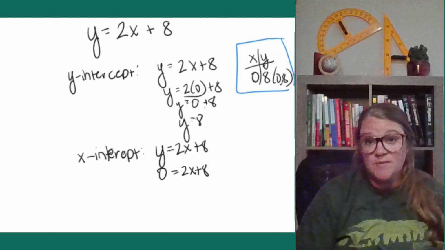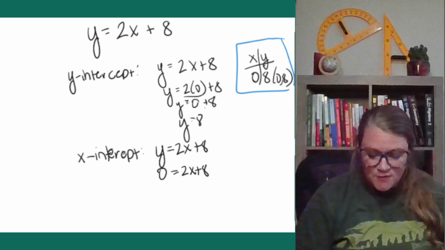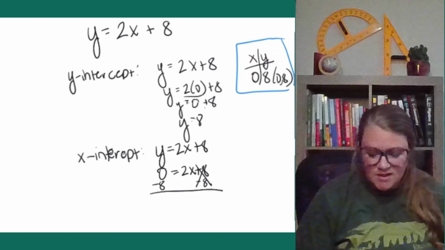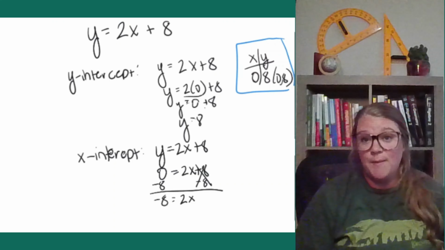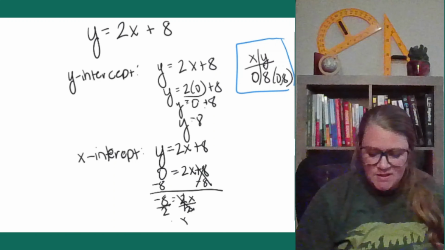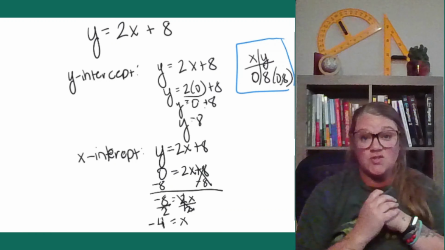Now it is just a matter of solving this equation. We just need to get x by itself. So the first thing we have to do is subtract 8 from both sides. Those 8's cancel. Negative 8 equals 2x. X is not by itself yet. I still have to get rid of that 2 by dividing. Divide both sides by 2. X equals negative 4. And what I found right here is my x-intercept.